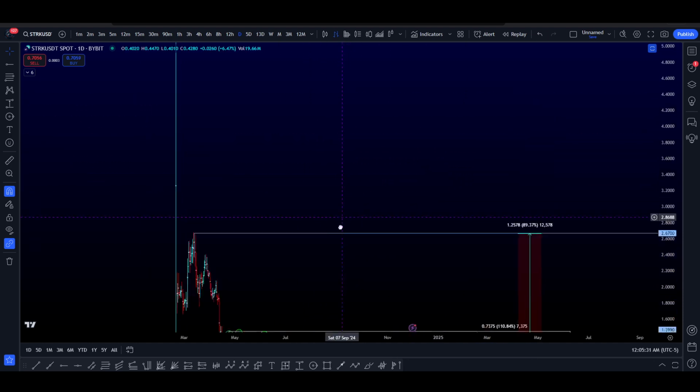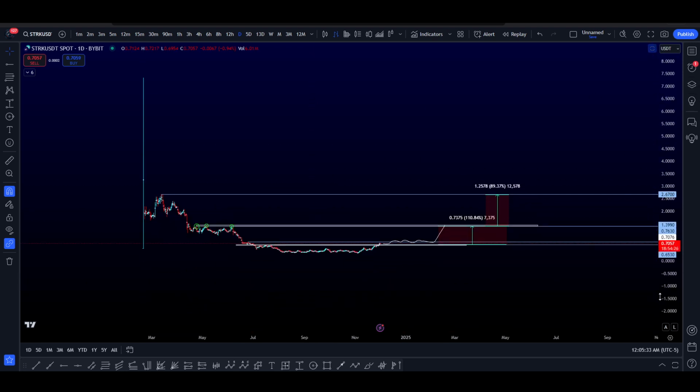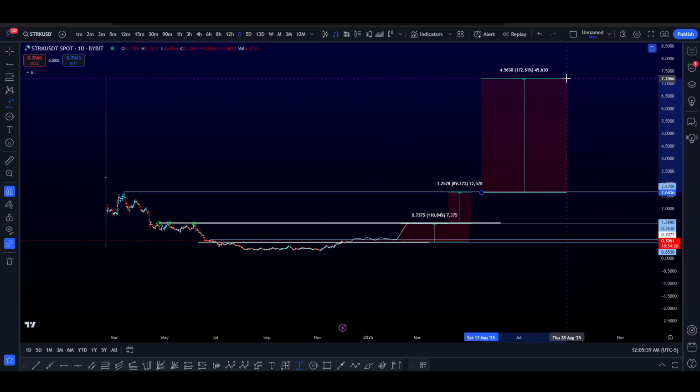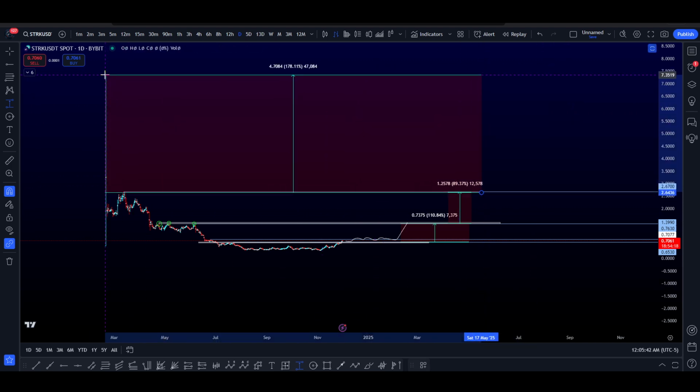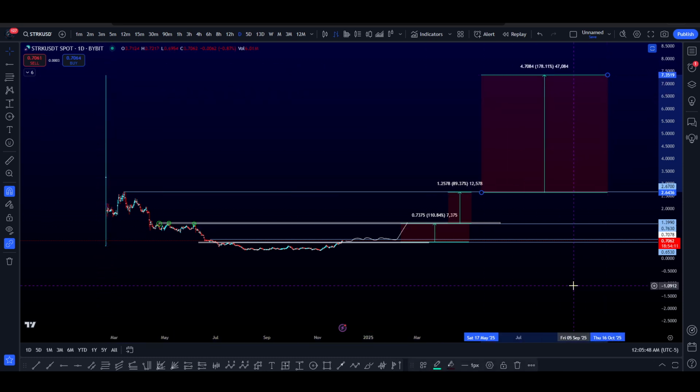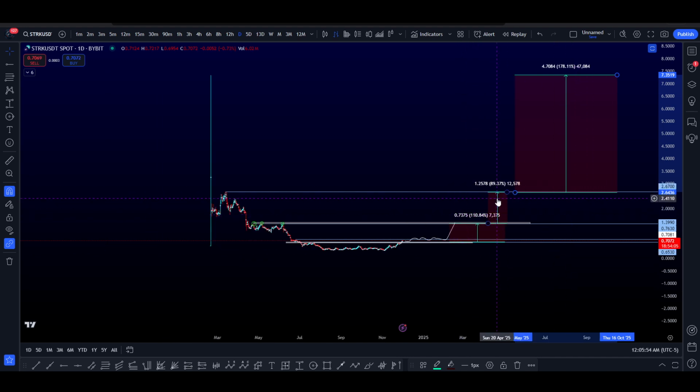And then if everything goes extremely well, we can then target the launch high, right? So right here, this is where price was at, where it came out. That's the highest point, and you're looking at around 177%. So all in all, Starknet has a lot of room to grow still.